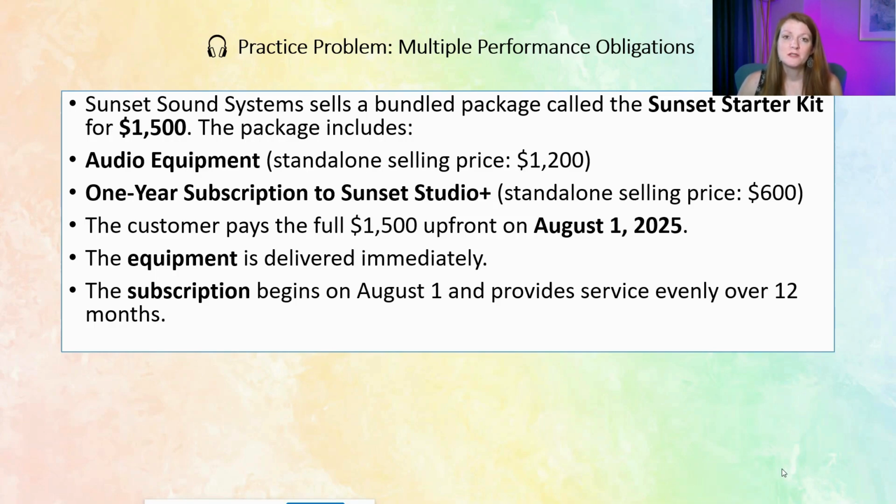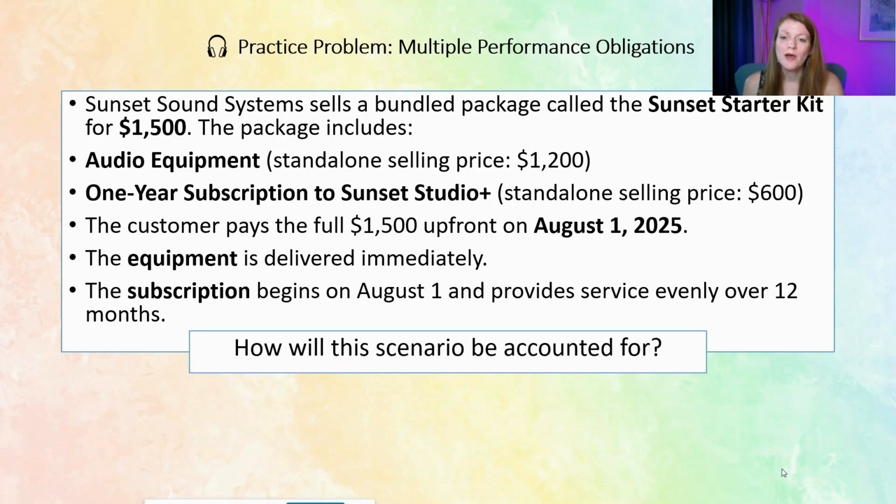Maybe we should have given our customer a name. So what should we name him? Let's name him Alfred. Okay, so Alfred pays $1,500 up front on August 1st, 2025. The equipment is delivered immediately. The subscription begins August 1st and provides service evenly over 12 months. So you can see right there, sneak peek, there are multiple performance obligations, right? We've got the equipment, and then we've got the subscription that's going to last for 12 months. And we already know the standalone price, so that's going to help us as well.